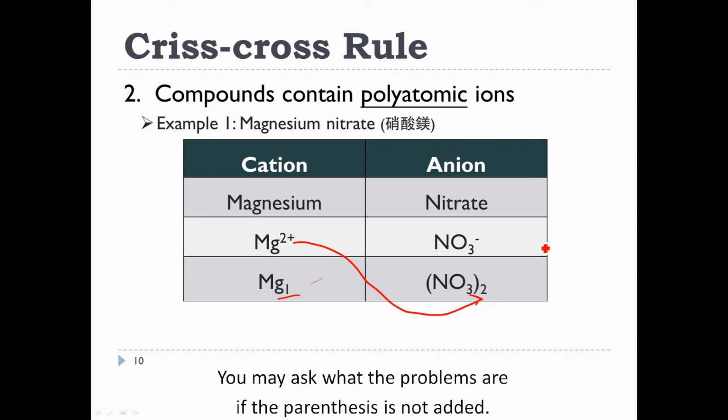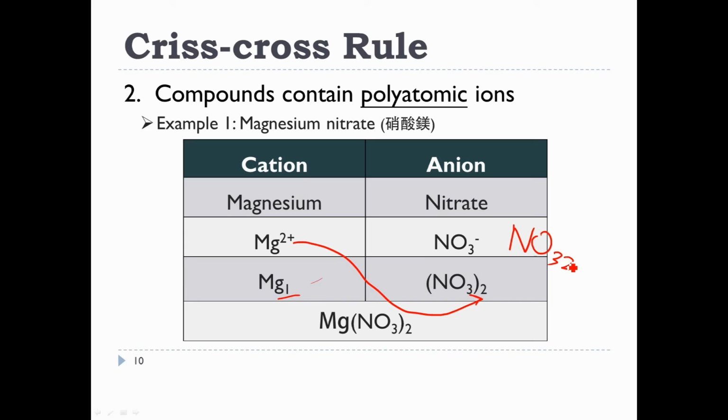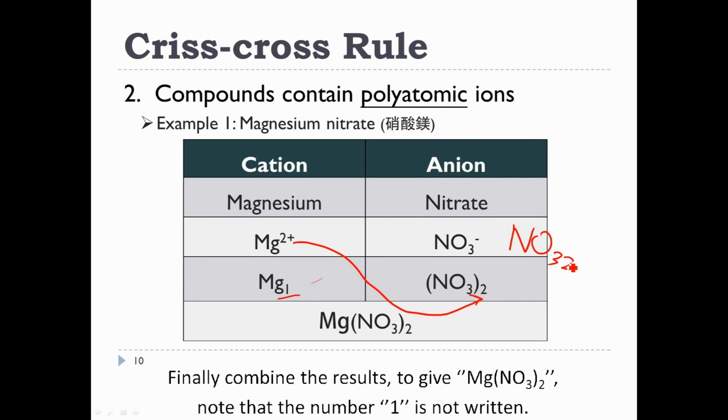You may ask what the problem is if the parentheses are not added. So let's take a look at what will happen if the parentheses are not added. NO3 will become NO32, which is not understandable because such a species does not exist. Finally, combine the results to give Mg(NO3)2. Note that the number 1 is not written.